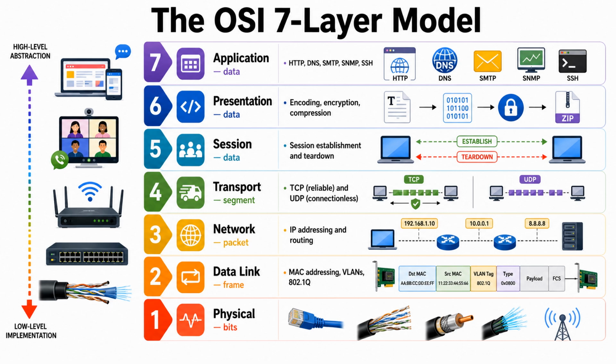Layer 4, transport, packets are tracked inside segments, and this is TCP versus UDP territory. Reliability, port numbers, and connection state. Then layers 5 through 7 all deal with data generically. Layer 5, session, handles the establishment and teardown of application layer sessions. Layer 6, presentation, handles encoding, compression, and encryption. Layer 7, application, is where the protocols you actually interact with live: HTTP, DNS, SMTP, SNMP, SSH, and every REST API.